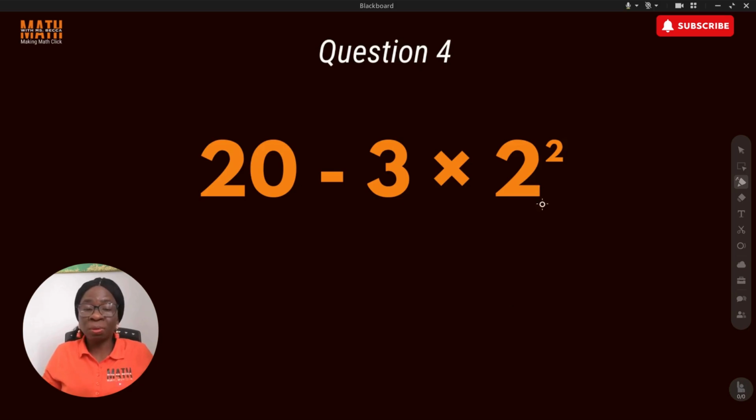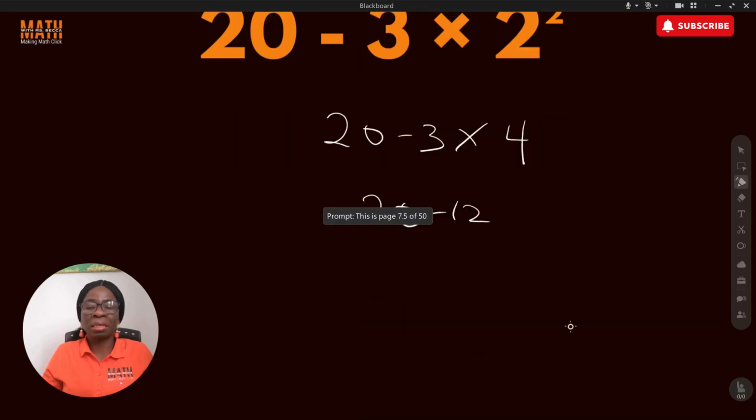We solve the exponent first. So we have 20 minus 3 times 4. Then we multiply. So we have 20 minus 12. And the answer is 8.